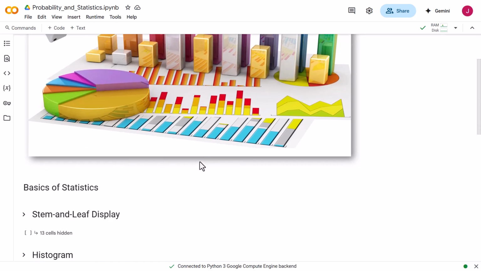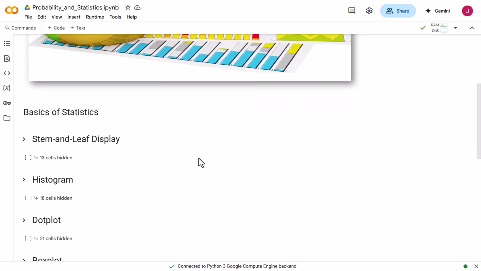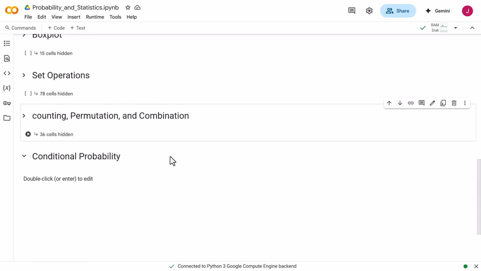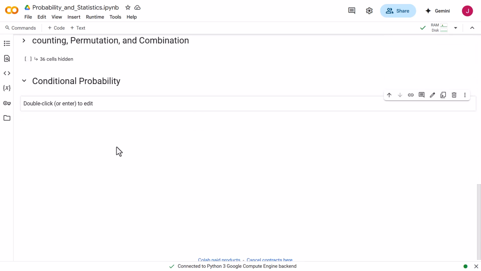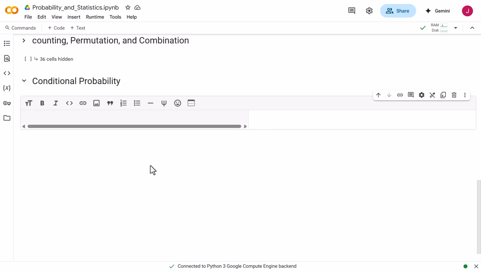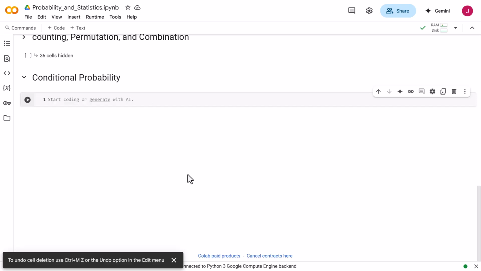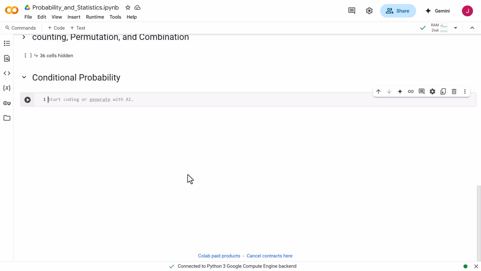In the previous lectures, we learned about Python coding for basics of statistics, descriptive statistic visualization, set operation, counting, permutation, and combinations. In this lecture, we want to learn about conditional probability. So we want to calculate the probability of an event given a condition. The probability of an event given the condition refers to the likelihood of the event occurring under the assumption that the specific condition or set of conditions is true.